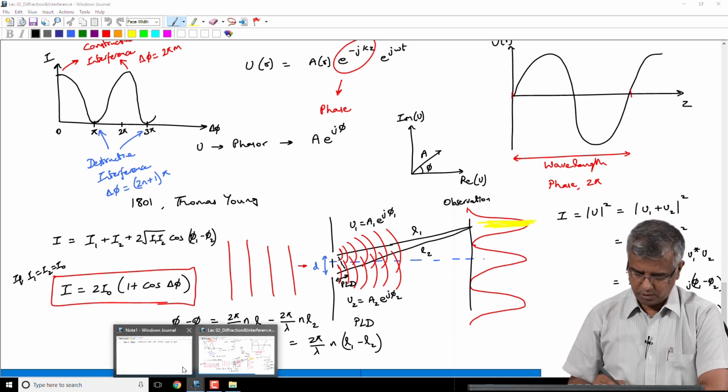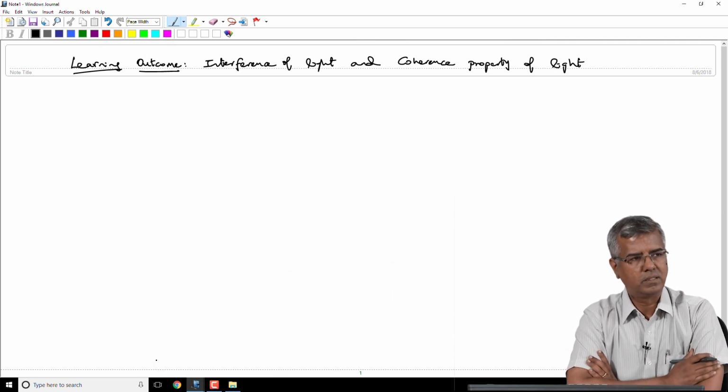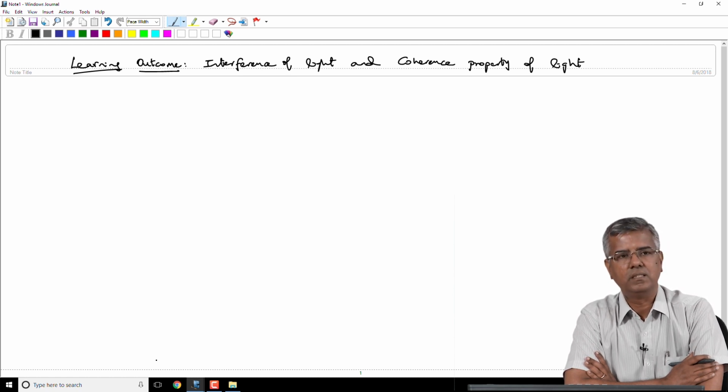Right. So what we are going to do this week is understand interference in a deeper sense. First of all, we're going to extend our discussion from a double slit to multiple slits and see what the effect of that is. We will of course look at a practical example of multiple slit interference, and then extend whatever we learned there to multiple configurations.